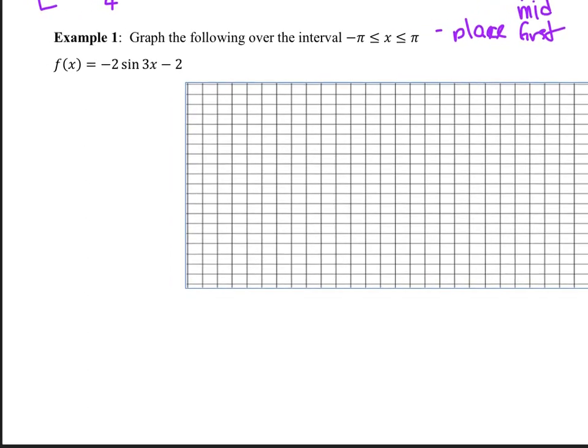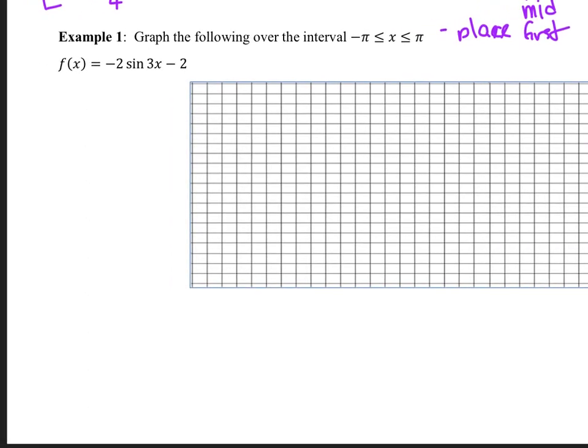Oh my goodness, this is so much fun. I love this. All right, so let's use blue. I do like to use a couple colors when I'm graphing here because it just makes it easier to see. Separating the x-axis and the midline is definitely useful.